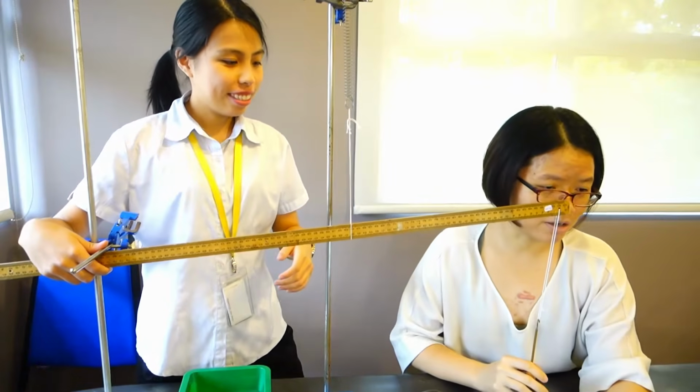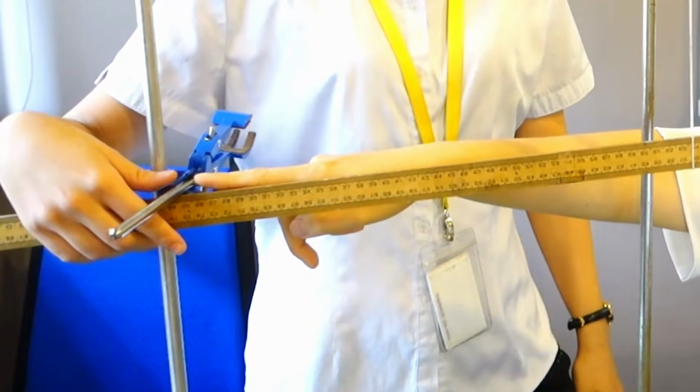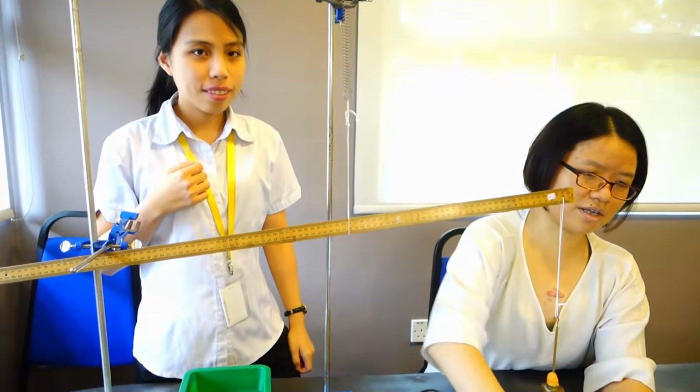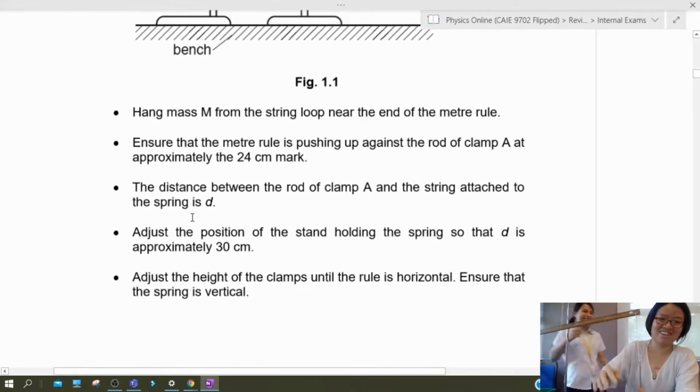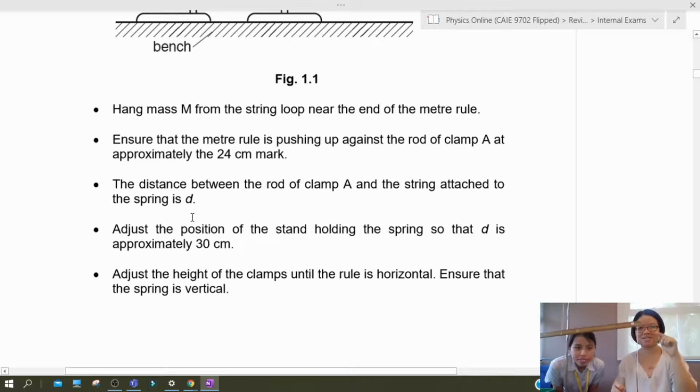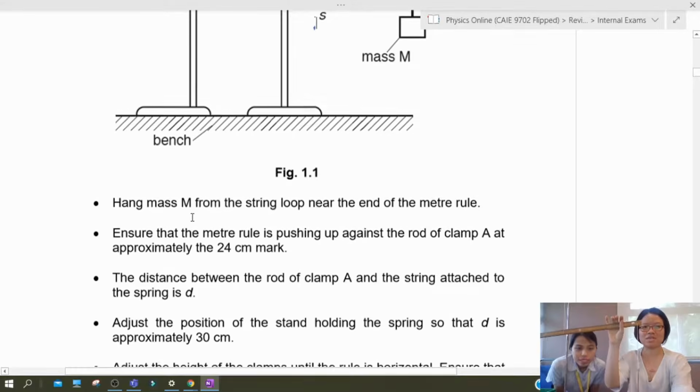Okay, so this one is at the 24 cm mark. Now can move now. I always scared it hit me in the face. Okay, 24 cm mark. The distance between the rod and clamp A and the string attached is D.